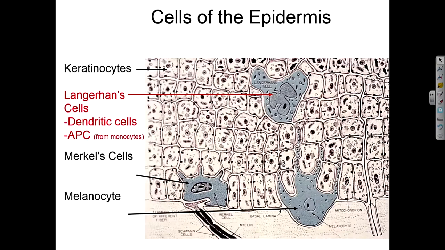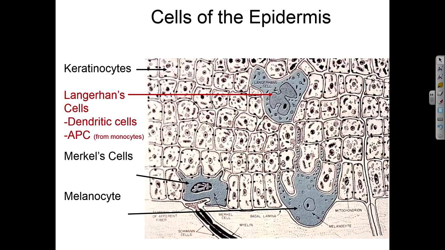Next cell type I want to talk about briefly are Langerhans cells. These are derived from monocytes. So they are an antigen-presenting cell, okay? So that's going to be an immune surveillance type cell. So if some bacteria or virus somehow breaks its way through these keratinocytes, it may come into contact with a Langerhans cell that can immediately react and mount an immune response, okay? That's all I have to say about Langerhans cells.